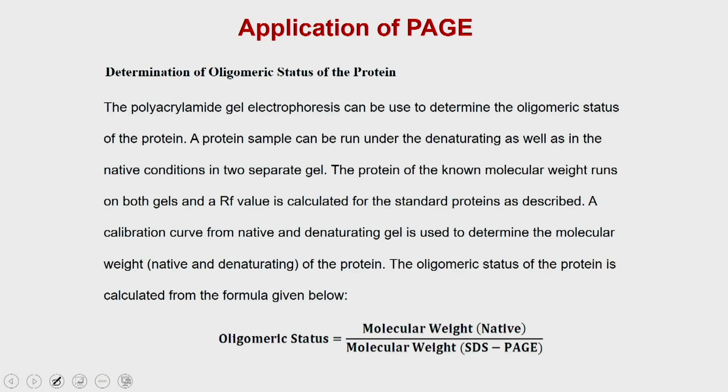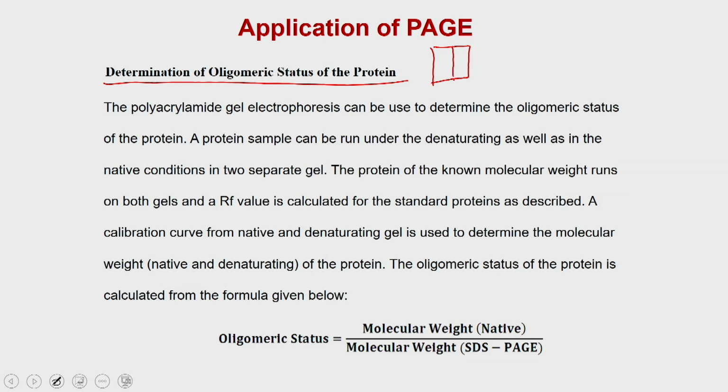Now, let us move on to the next application. The next application is that suppose you have produced a protein, then you can also determine the oligomeric status of that particular protein. What is meant by the oligomeric status is that it is going to tell you how many monomers or how many subunits are present in that particular protein.